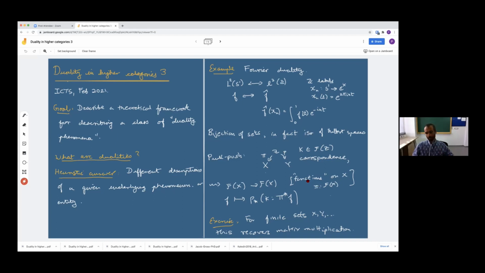An exercise is to check that matrix multiplication is nothing but push-pull in the context of finite sets. So it turns out that this is a very useful blueprint for thinking about how you map certain objects on some space to objects on another space. Right now I'm talking about functions, but later you might want to categorify and talk about things like sheaves. And later you might even want to talk about sheaves of categories or whatever, but the general framework remains the same.